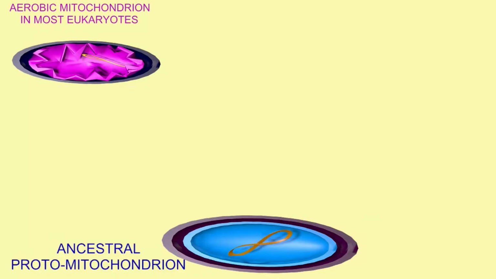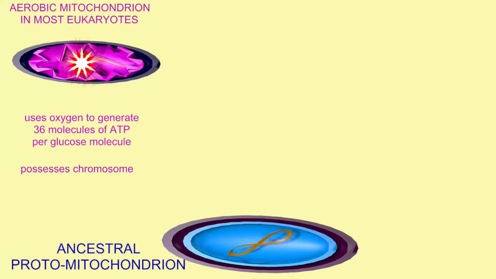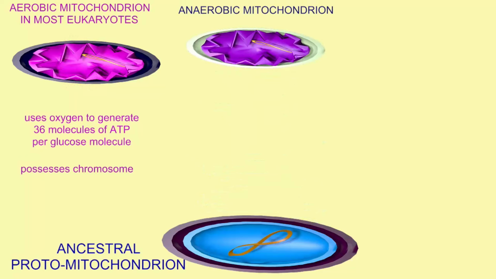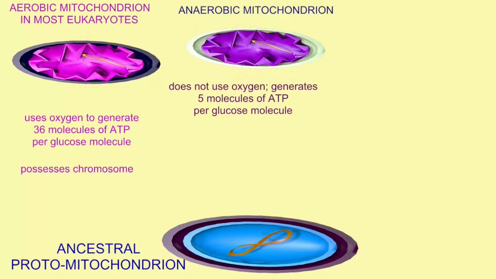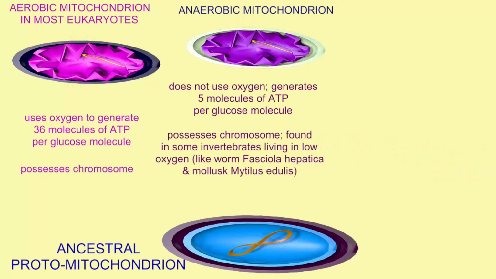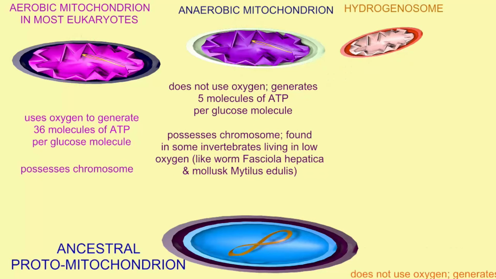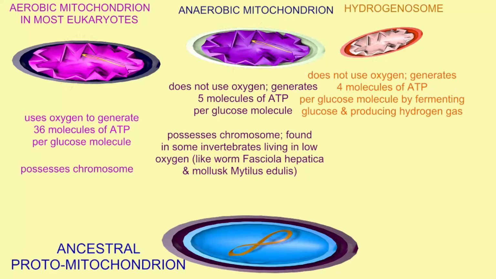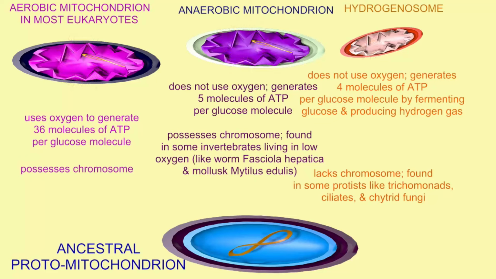What do mitochondria do? Well, interestingly, that varies. We are familiar with the mitochondria which perform aerobic respiration. However, there are also anaerobic mitochondria which function without oxygen and simply produce fewer molecules of ATP per glucose molecule in some invertebrates. And then there are derivatives of the ancestral protomitochondrion which no longer have chromosomes, and we no longer recognize them as mitochondria, but rather as hydrogenosomes. They produce hydrogen gas as glucose is fermented, and they are found in some protists and some fungi.